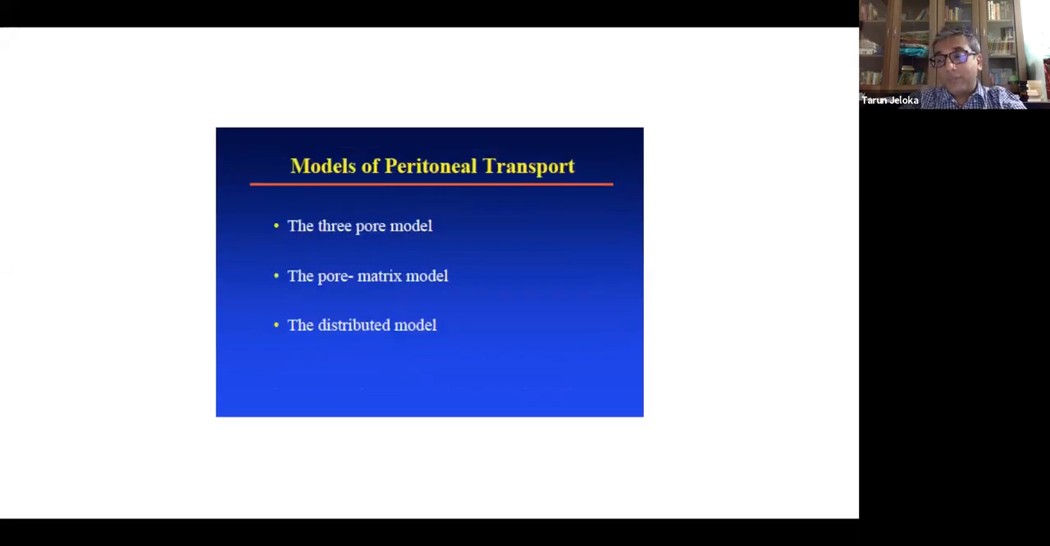So now coming to a very important part of our discussion, after the introduction, the models of peritoneal transport. There are different models, some of them hypothesized, some of them with evidence, but these are a few important models which you should know of, because it helps in understanding the mechanism of transfer of solute and fluids as well. Out of these 3 models, the 3-pore model, the pore matrix model, and the distributed model, the 3-pore model is the most popular. So let us discuss this first.